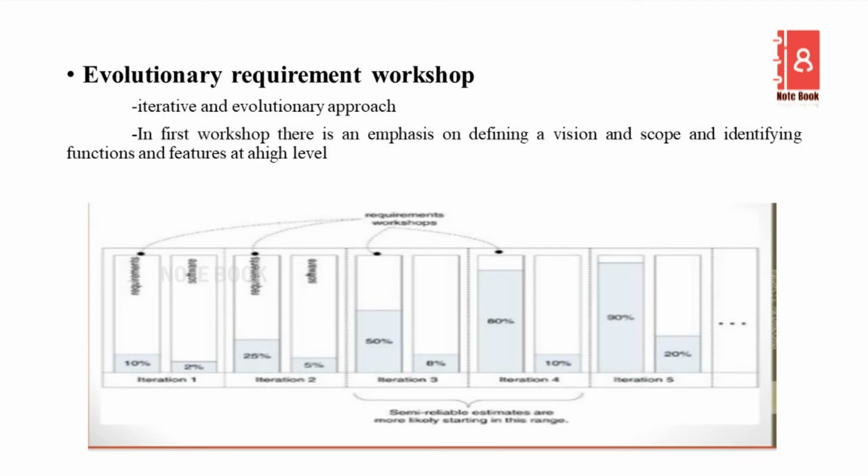The goal after the 4 workshops is that 80% or more of the requirements are defined in detail. At the end of the same 4 iterations, only 10% of the software is developed. Consider the figure. In this figure, during the first iteration, we have 10% of the requirements, and so only 2% of the software is developed. At the end of the same 4 iterations, only 10% of the software is developed.